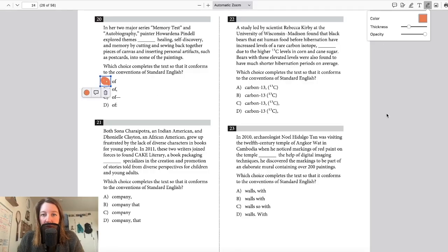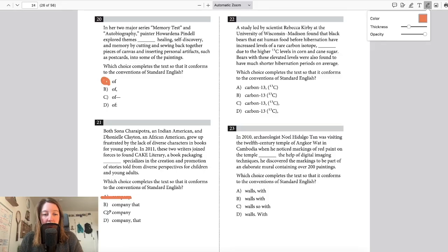Okay, number 21. Both Sona Charaipotra, an Indian American, and Dhonielle Clayton, an African American, grew up frustrated by the lack of diverse characters in books for young people. So this is a similar question, right? Same kind of grammar thing. In 2011, they joined forces to found Cake Literary, a book packaging blank company, right, that specializes in the creation and promotion. Okay, so the blank is a book packaging blank specializes in the creation and promotion. So we're going to want to say company that.